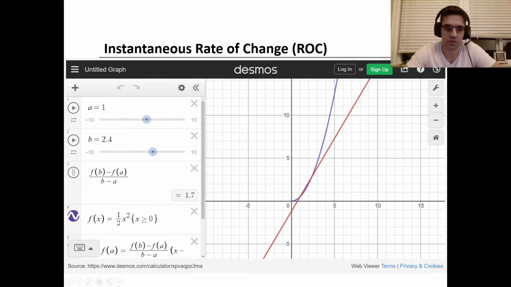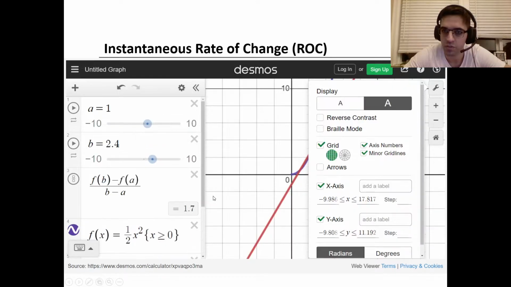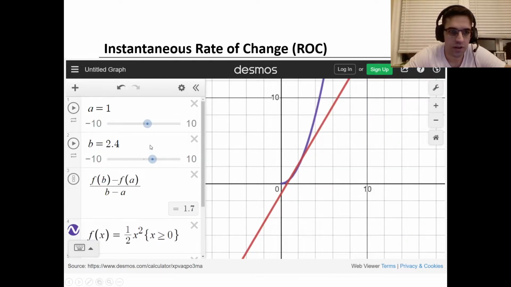All right, so instantaneous rate of change. If we look at our definition of average rate of change, we have some purple function defined right here. Let's get this a little closer, zoomed in. If a is equal to 1 and b is equal to 2.4, and I find f of b minus f of a over b minus a, this is the definition for the slope of a secant line, or the average rate of change.